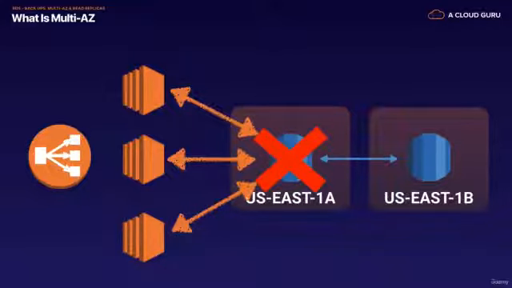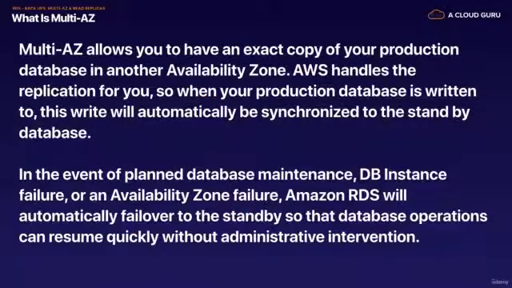Now, if you were to lose US East 1A as an availability zone, Amazon are going to update the DNS settings, and the RDS endpoint is automatically going to fail over to the RDS instance in US East 1B. So multi-AZ allows you to have an exact copy of your production database in another availability zone, and it's done through synchronous replication. And AWS handles the replication for you.